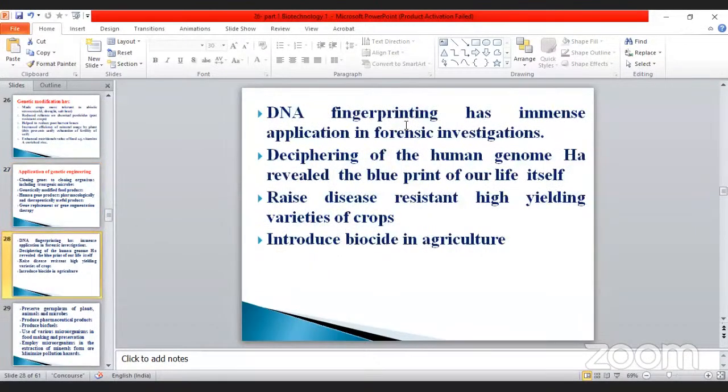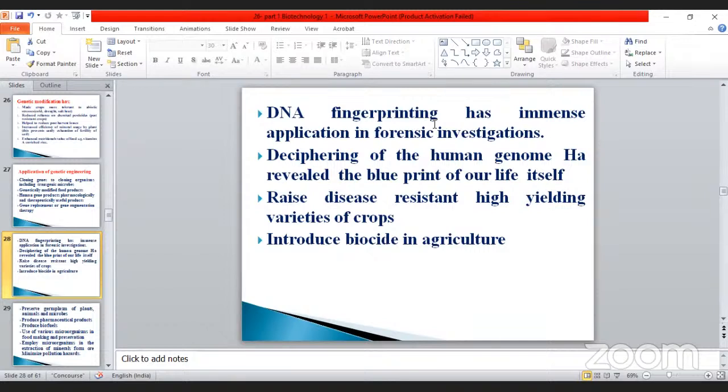And then DNA fingerprinting has an immense application for forensic investigations. Already we discussed these things. What is DNA fingerprinting? Forensic means, you know about it: who did it, we do not know. Suspected persons, it may be used mostly by the uniform services, in any bomb blast or culprit, murder, robbery, whatever it may be. They can use DNA fingerprinting. Another one is that deciphering the human genome has revealed the blueprint of our life itself. This is another one.